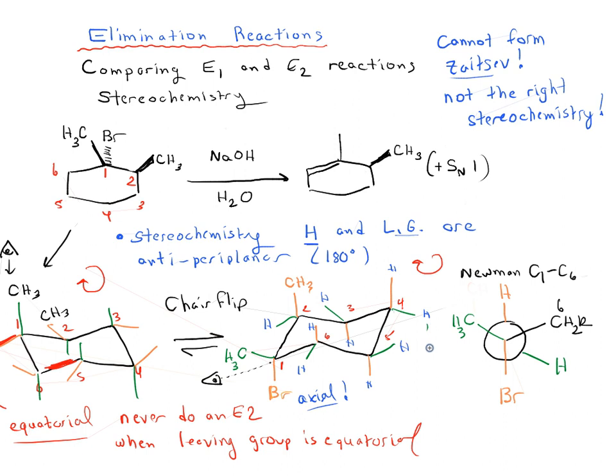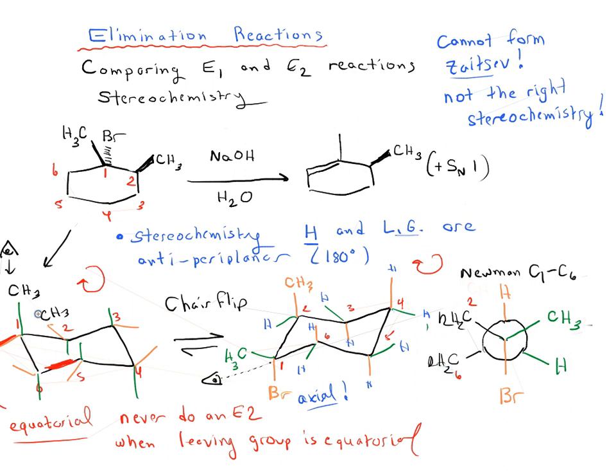Let's see. Did I make a mistake? I did. I'm so sorry. I should have flipped the position of the CH2 and the CH3 on the ring. Okay, so let's redo that. So the CH3 would be over here, and this CH2 would be here. We draw R. So the one that we're seeing in the front is carbon 2, the one in the back is carbon 6.